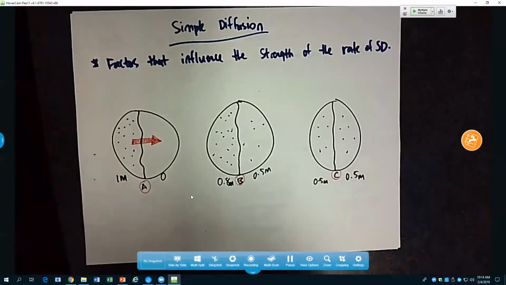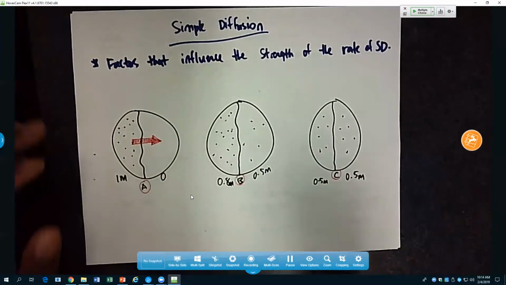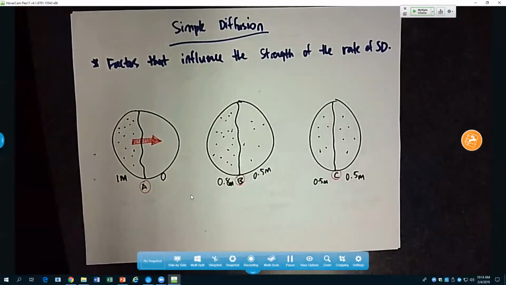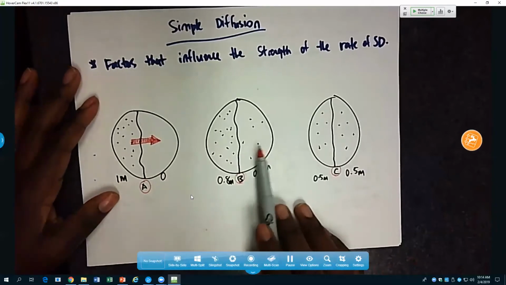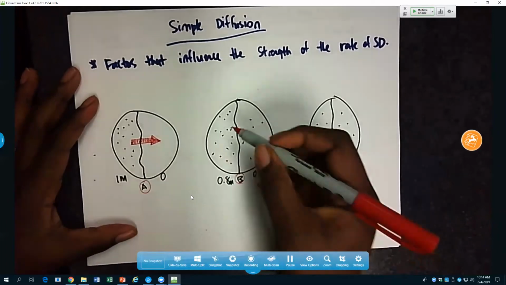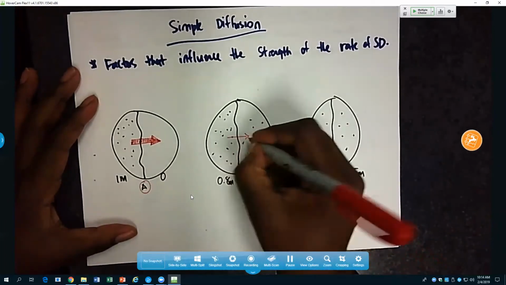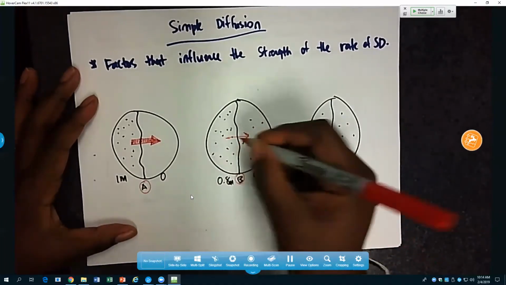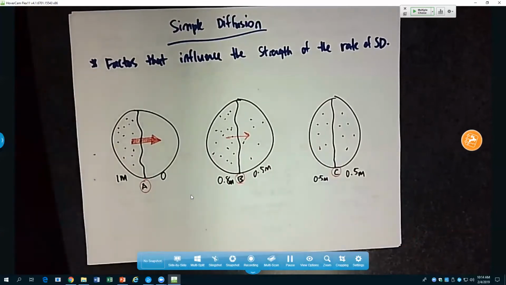Now in the second scenario, we have less of a difference, right? Less of a gradient, don't we? Okay, we have some particles on this side and then a few more on this side. So we have a smaller gradient across this membrane. And so we will have some movement, but it will be less. It will be a smaller amount or a smaller magnitude than in scenario A.